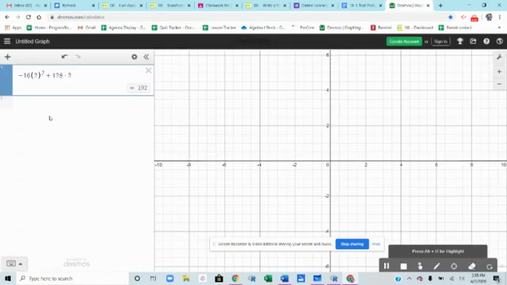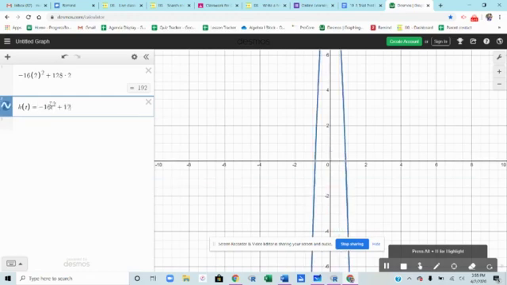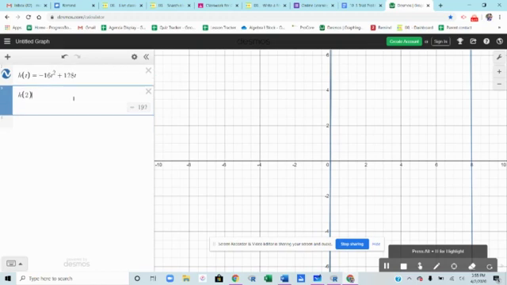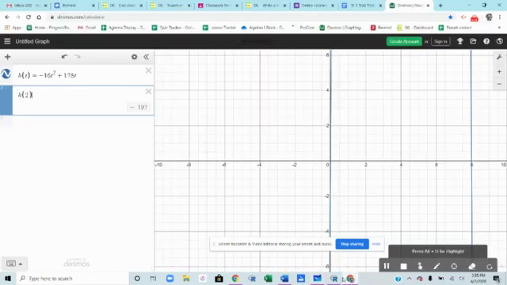I'm going to type that into Desmos exactly how it's written: h of t equals negative 16 t squared plus 128t. In the line below, I want to find after 2 seconds, so I'm going to type h of 2, and it gives me my answer. That only works if you have h of t and then fill in your function. But if it says to use the equation, it wants you to show the work like this, okay?